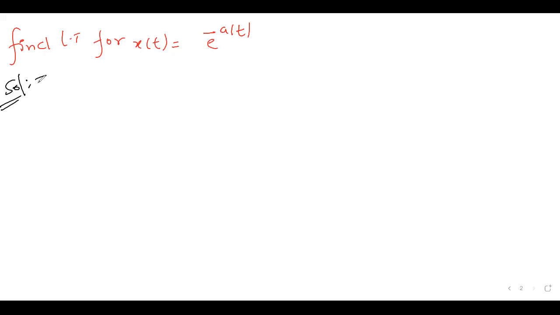When t greater than 0, what is its value? When t less than 0, what is its value? So here also you can go with the standard definition, or we can depend on properties. Actually, e power minus a into mod t represents a double-sided exponential function, isn't it? Double-sided exponential function. What about this?